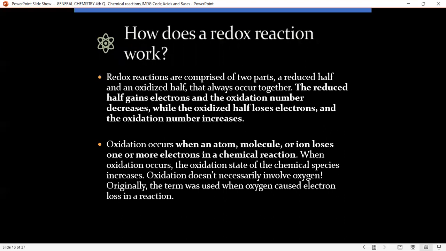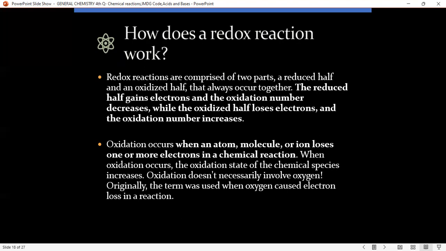It is comprised of two parts, a reduced half and an oxidized half, that always occur together. One loses and the other gains electrons in the process of chemical bonding. Okay, so oxidation occurs when an atom, molecule, or ion loses one or more electrons in a chemical reaction. And when oxidation occurs, the oxidation state of the chemical species increases.